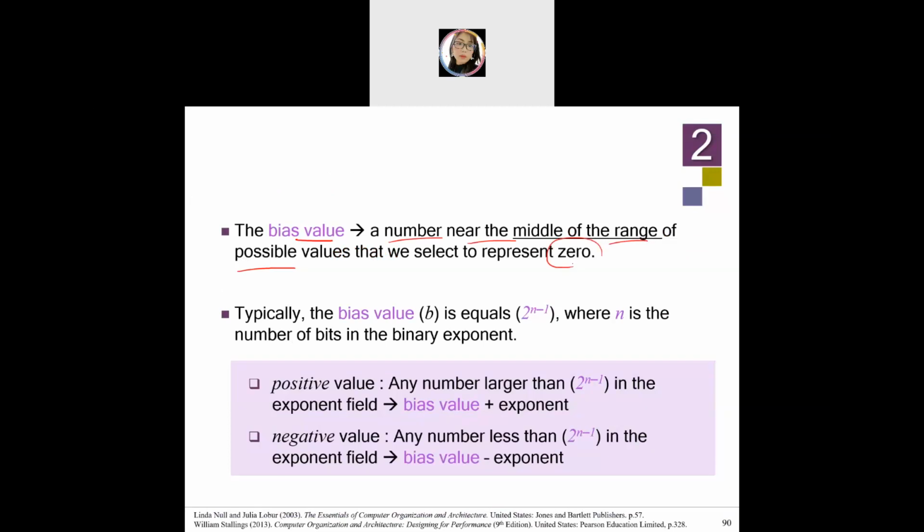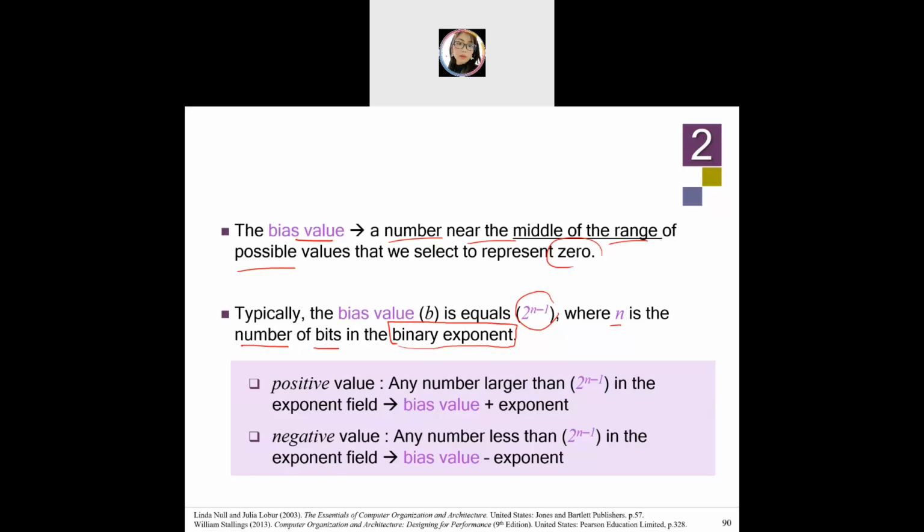Normally for bias value, it is equal to this equation you already looked into, whereby n is the number of bits for the binary exponent. Sometimes the sentences are hard to understand, right? After this, we look into the example.